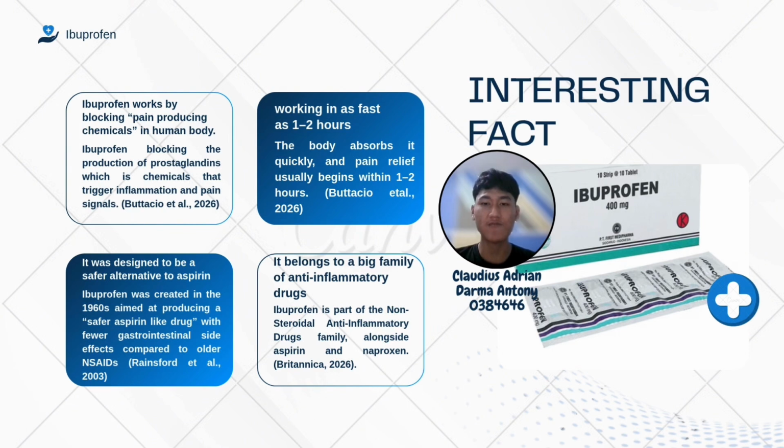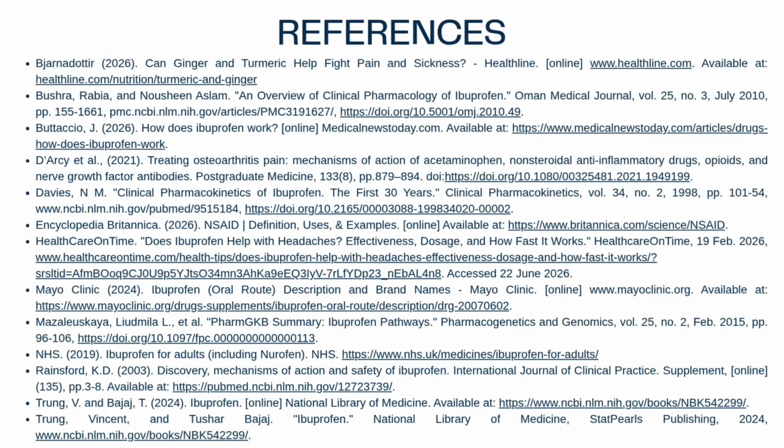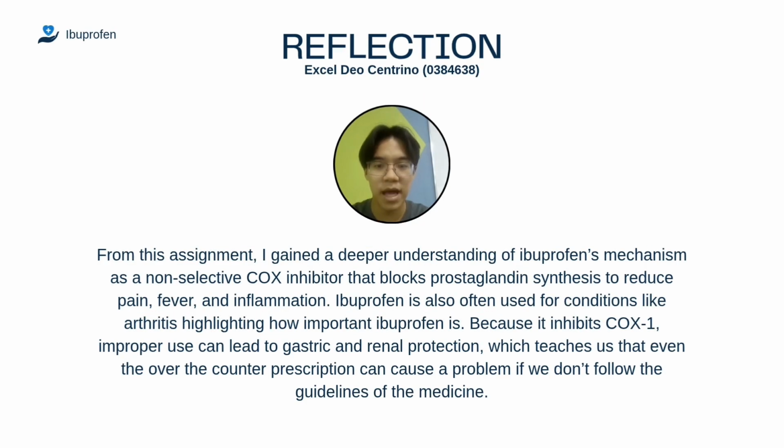Other well-known members of this family include aspirin and naproxen. This medication shares a similar function in reducing pain, inflammation, and fever. This is our references. From this assignment, I gained a deeper understanding of ibuprofen's mechanisms as a non-selective COX inhibitor that blocks prostaglandin synthesis to reduce pain, fever, and inflammation. Ibuprofen is also often used for conditions like arthritis, highlighting how important ibuprofen is. Because it inhibits COX-1, improper use can lead to gastric and renal problems, which teaches us that even over-the-counter medicine can cause a problem if we don't follow the guidelines.